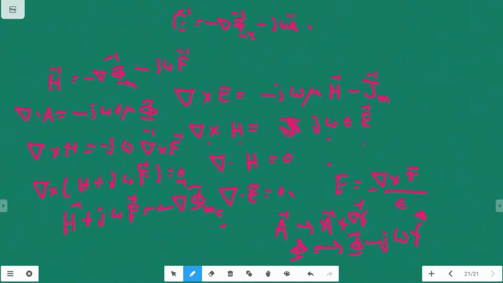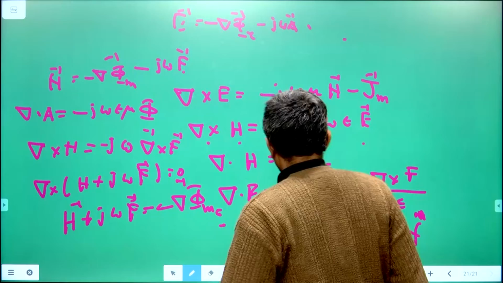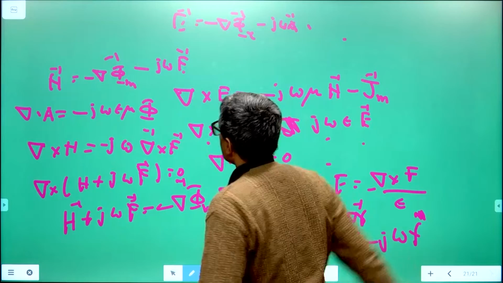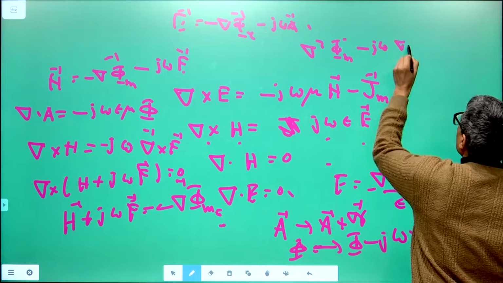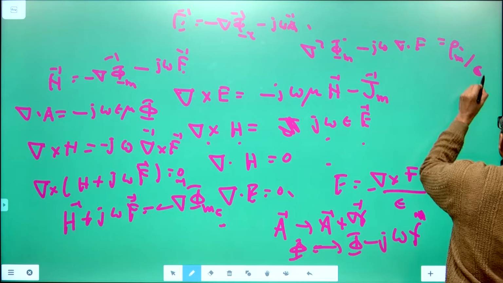So, likewise you could do the same thing here and you will end up with an equation for H. If you take del dot H and put del dot F is equal to minus j omega epsilon mu phi m, you will end up with wave equations or Helmholtz equations for phi m and F, just as you got in the electric case when you had only an electric current density and an electric charge density. Here, you take del dot H and put it equal to 0, and you get del square phi m minus j omega del dot F, del dot H, and that is 0 here, there is no charge. If there were a charge, you could put rho m by mu if there were a charge.